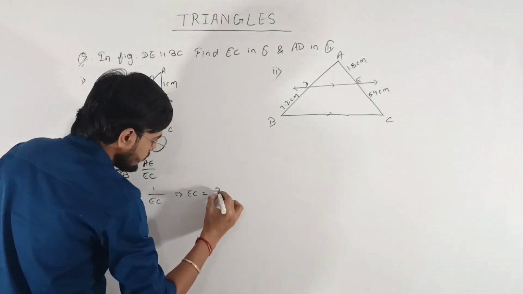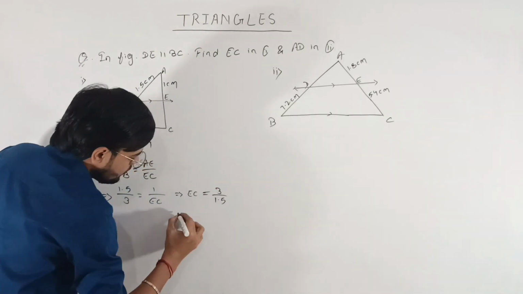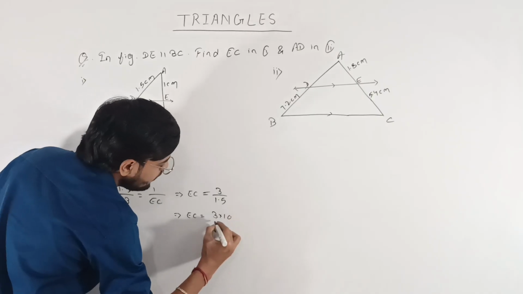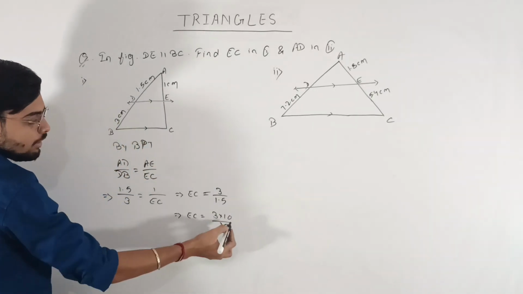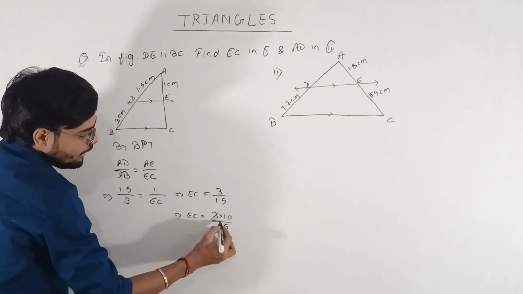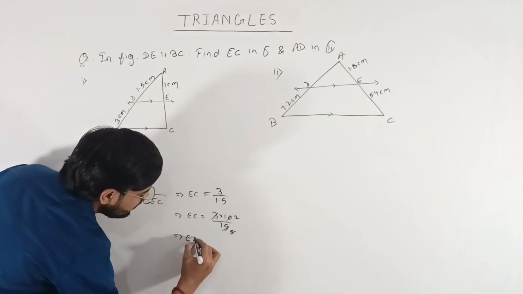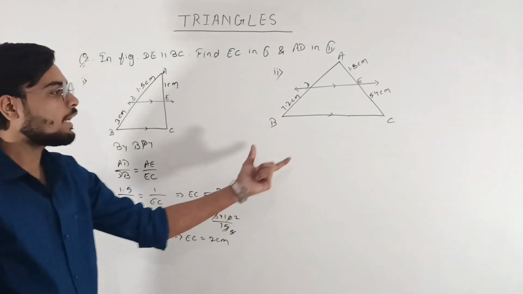So EC is what? 3 upon 1.5. Okay. Now EC is equal to 3 into 10 upon 15. When we remove the point, we take 1 0, that is 10. So 3 5 5 2. From here EC is 2 centimeter. Okay. Now see second one.